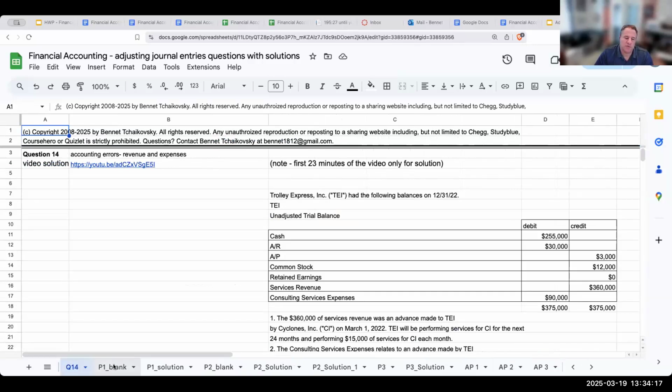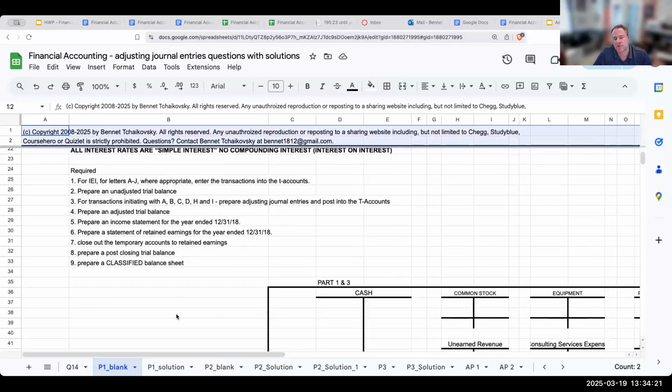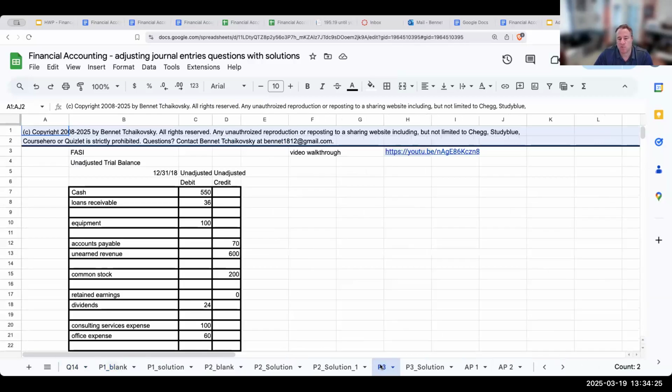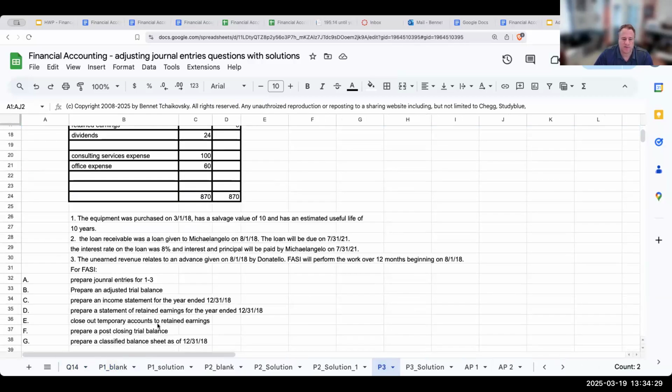Then when we get to the problems, here's what's a lot different, right? So I've got two different types of problems. If you're taking my class, just pay attention. More than likely, I'm going to give you an unadjusted trial balance. I'll tell you what needs to basically happen. And then you're going to go through and make the adjusting entries.